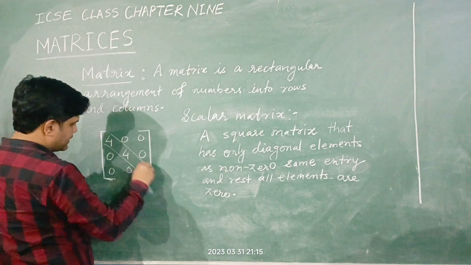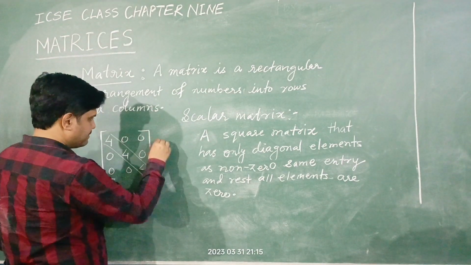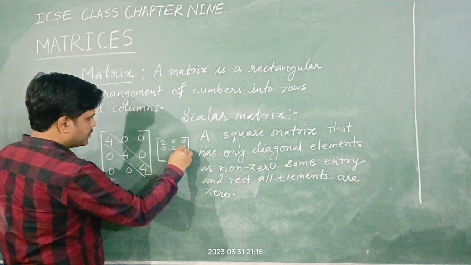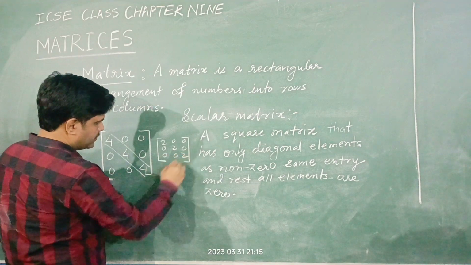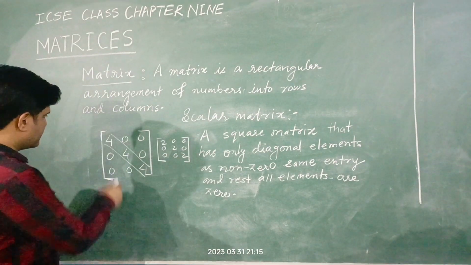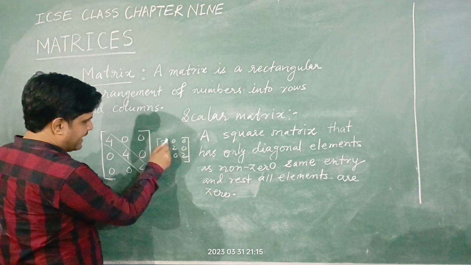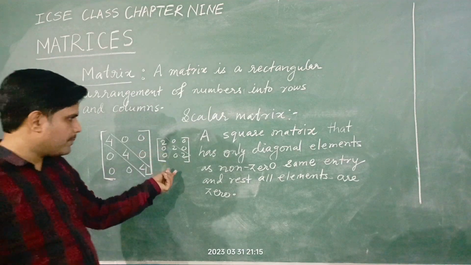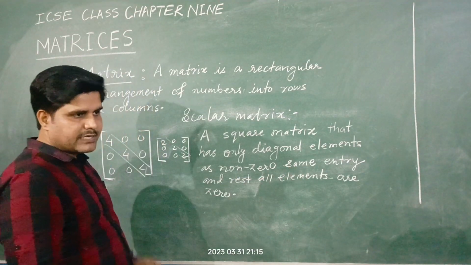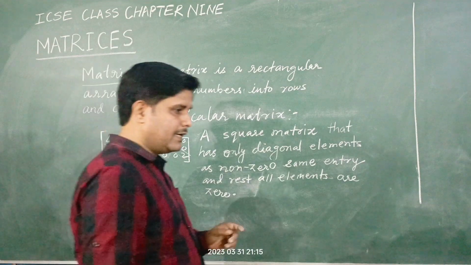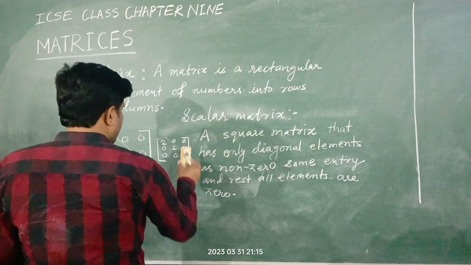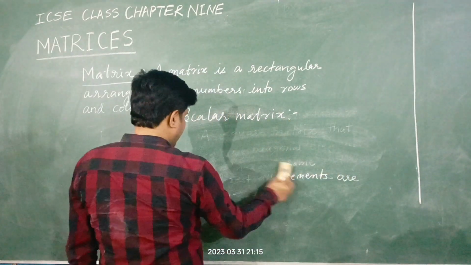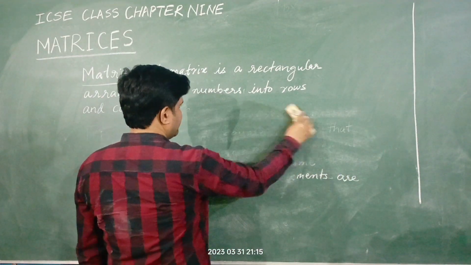You can see the diagonal elements are just 4. It could be like this as well: 2, 0, 0, 0, 2, 0, 0, 0, 2. It could be like this also. So this is a scalar matrix. This again is a scalar matrix. You can see it has only the leading diagonal elements as non-zero, yet they are the same. That's the difference between a scalar matrix and a diagonal matrix, you must remember. Moving on to the next type of matrix. Again, it is similar to the ones we have just discussed.